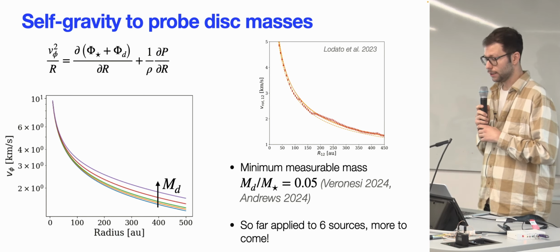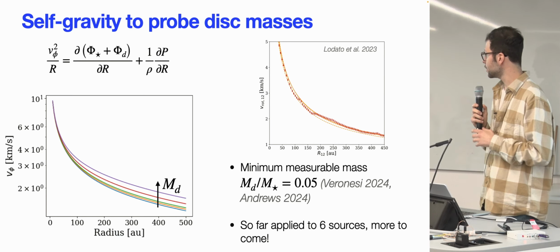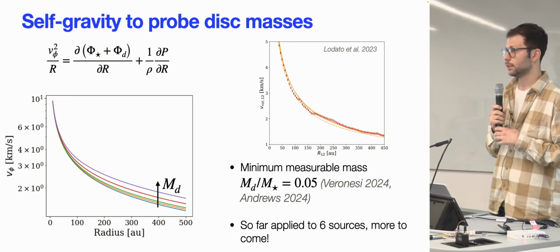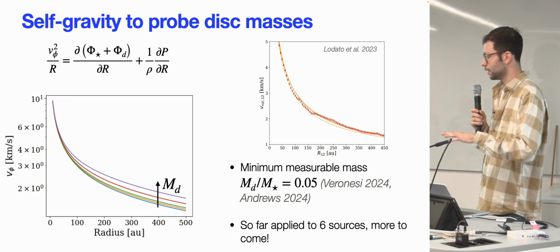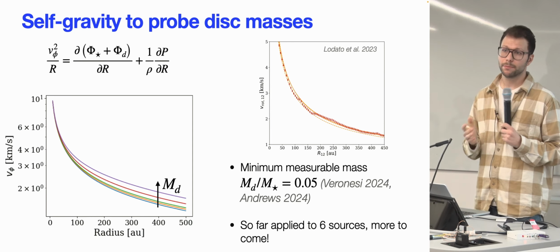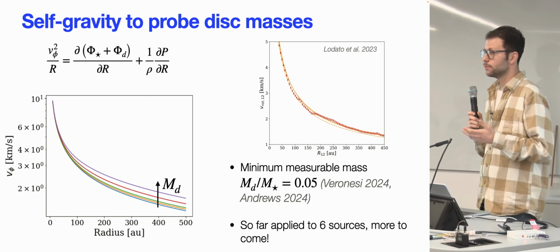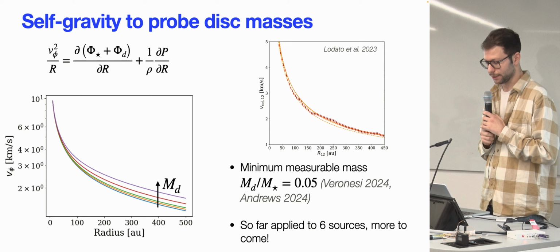We applied this method so far to 6 sources, and we also benchmarked it against hydrodynamical and radiative transfer simulations. A couple of works showed that this is a reliable way to estimate disk masses, and the minimum disk-to-star mass ratio we can measure is of the order of 5%.